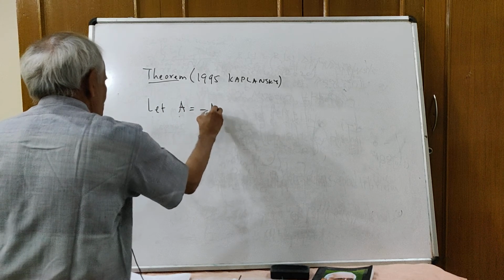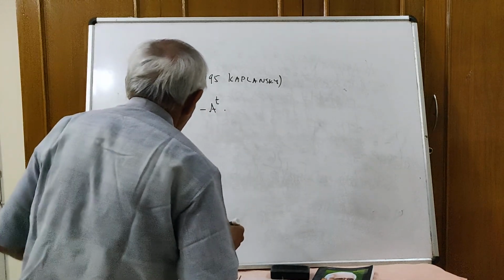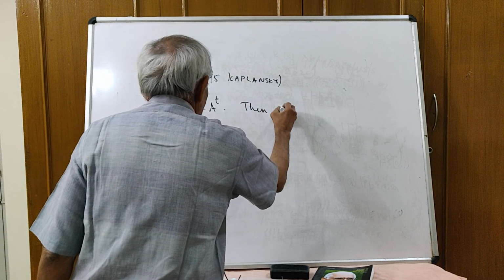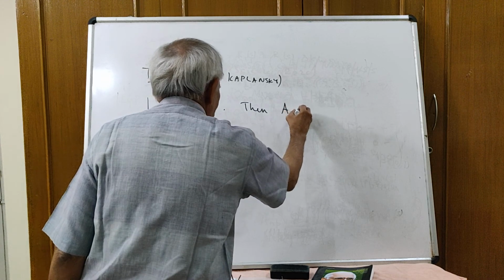From the computer science point of view, that is also necessary. How do you check it? You can check it in polynomial time. And that result goes back to Kaplansky.